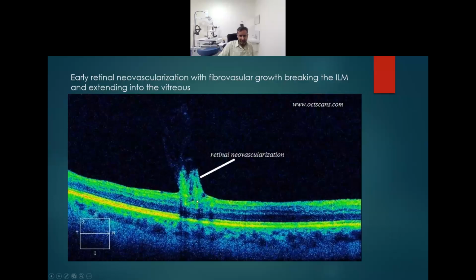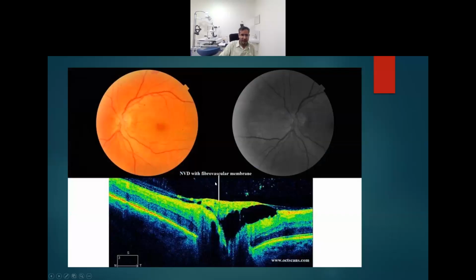neovascularization arising from the RNFL layer and getting into the vitreous along with very mild preretinal bleed or leakage. In this photograph, we can see that it looks like a diabetic papillopathy, and on taking the scan of the area, we saw that there is a fibrovascular membrane over the disc, which shows that it is either regressed NVD.